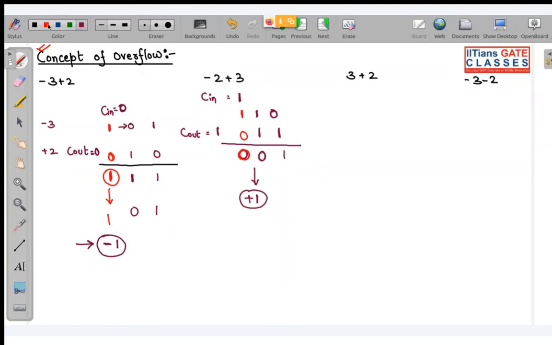Now let us add 3 plus 2. So plus 3 is 0 1 1, and plus 2 is 0 1 0. If I add these two numbers, 1 plus 0 is 1, 1 plus 1 is 0 with carry 1, see this is seen. So 1 plus 1, that is 0.